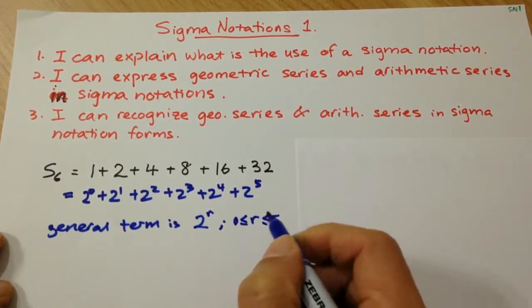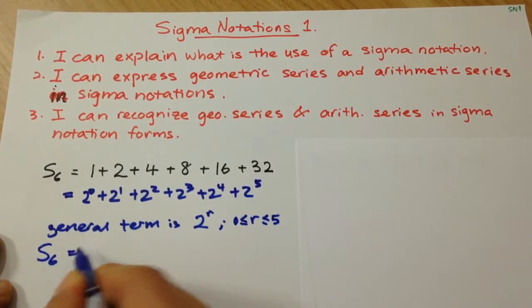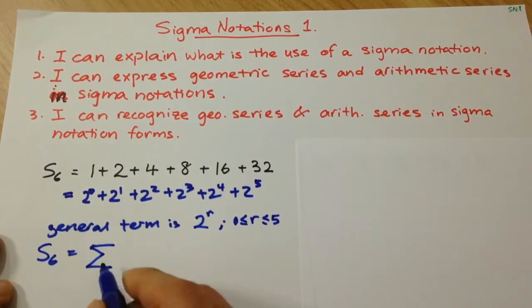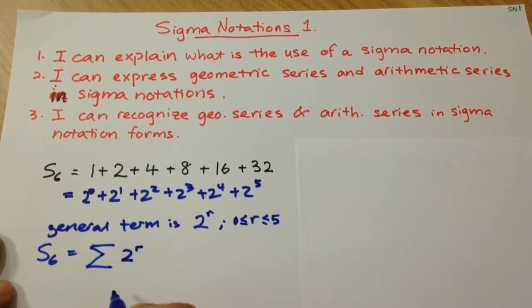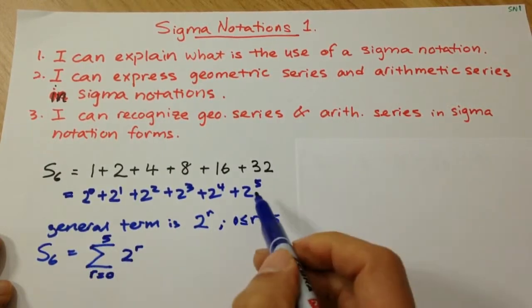So with this idea, I can rewrite S6 as this. This is a sigma, a Greek alphabet for S, and we put the general term inside, 2 to the power of r, and we say that r here starts from 0 and ends at 5. So this is exactly the same as that.